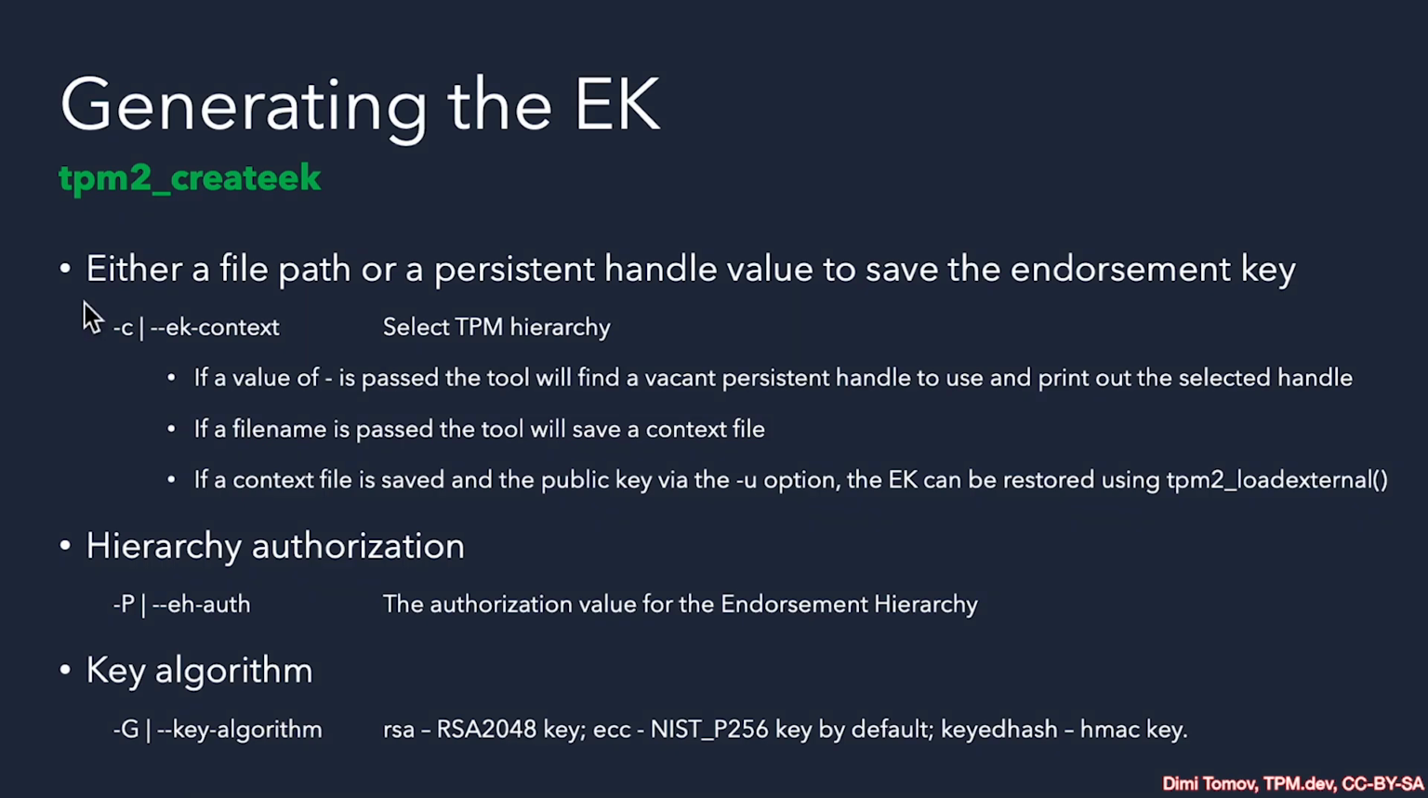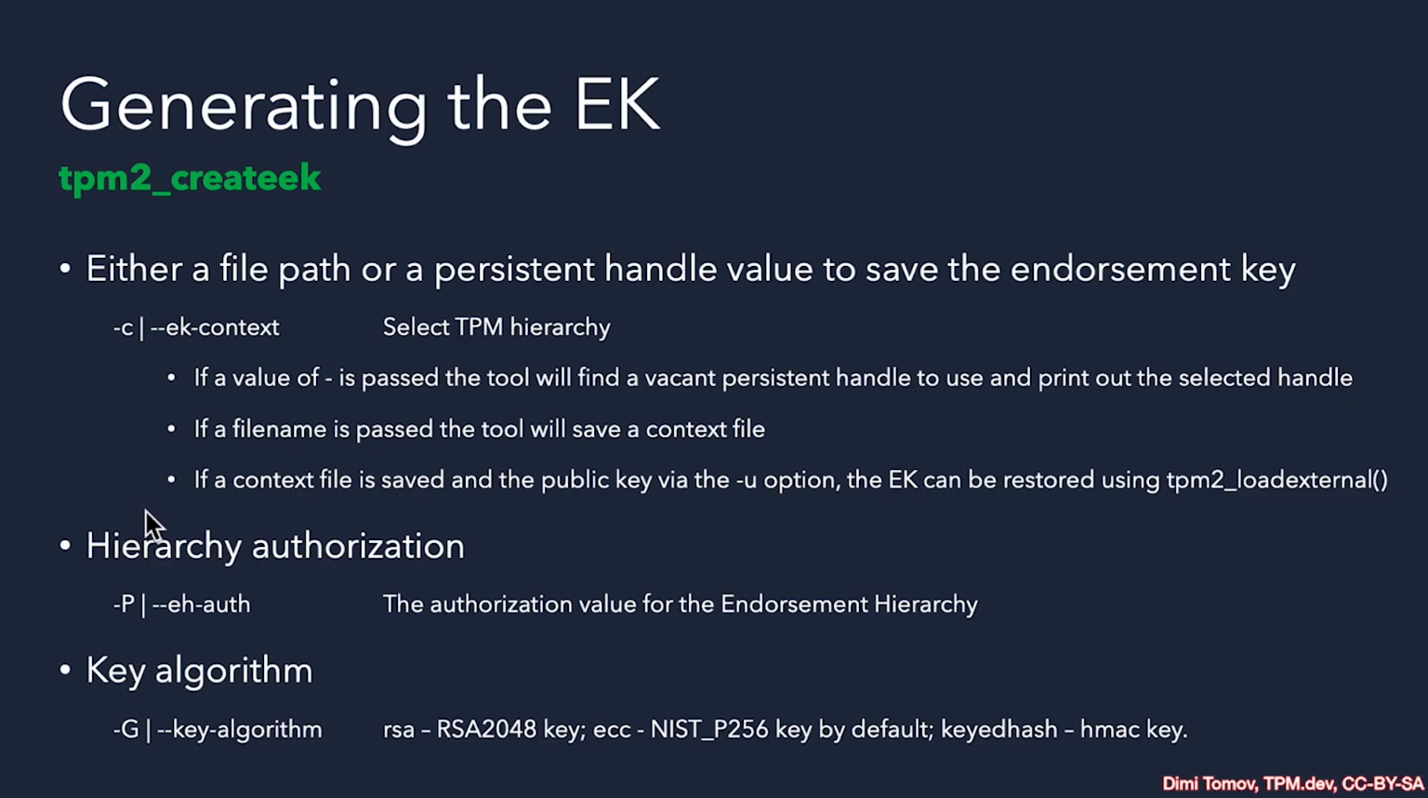The steps here are familiar from TC1101, but just in case, we'll walk through the most important arguments. First, we need to preserve the context of our EK creation. We can do this by either persisting the EK into one of the persistent key slots by just typing dash as the argument. And then the TPM2 tool will automatically try to find the first available persistent handle to use. If a file name is passed, the tool will store a context file, and we can later use this context file together with the public part to restore our EK in the TPM.